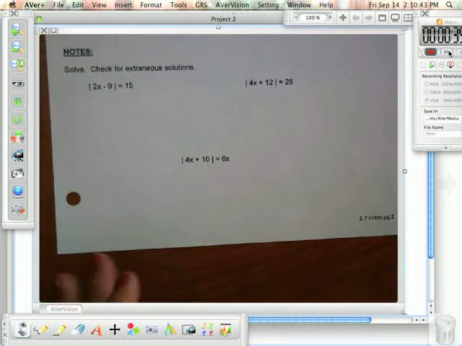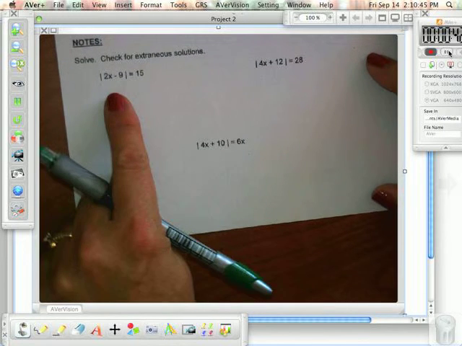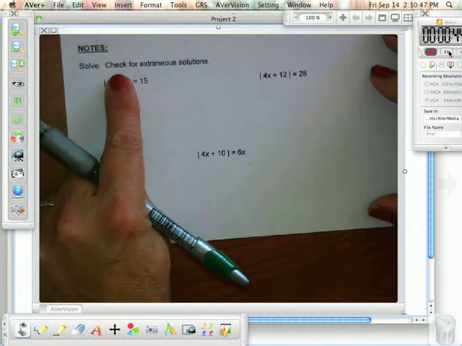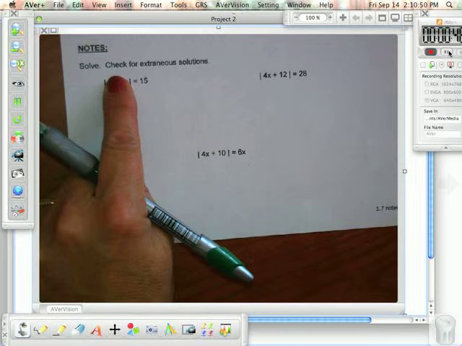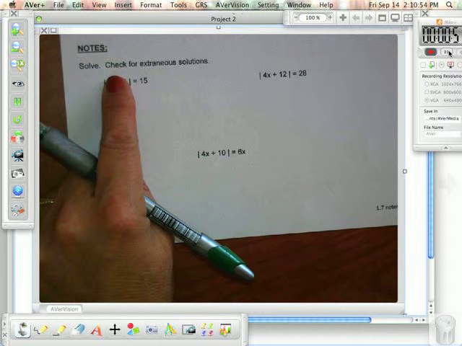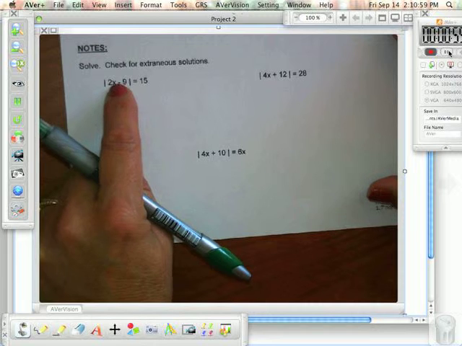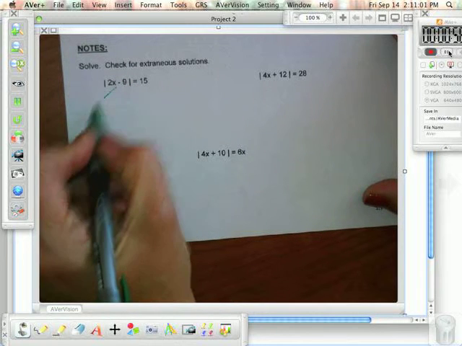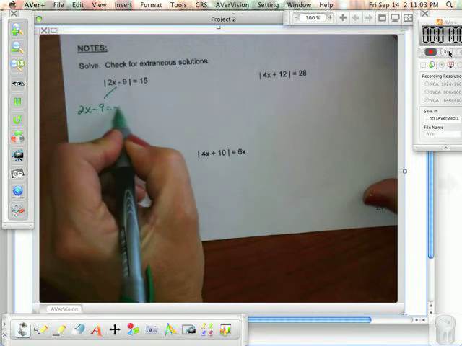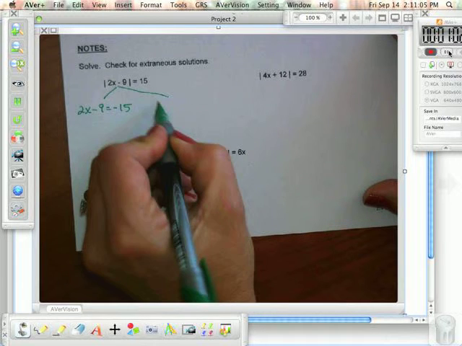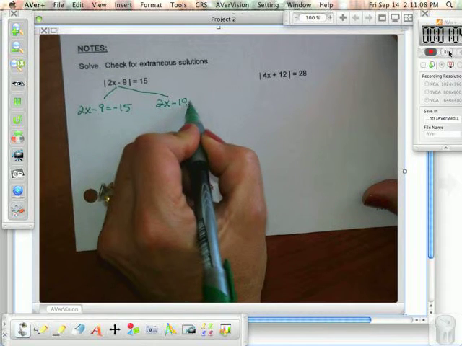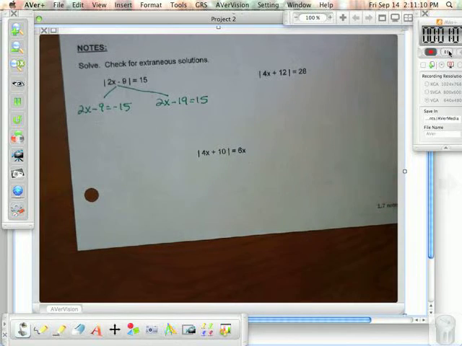Let's try some of these then. All right, we have to realize that whatever is inside the absolute value brackets has to either be negative 15 or positive 15, right? So we need to find out what value of x will give me negative 15, and also what value of x will give me positive 15 inside there. Because there's going to be two values of x. One of them is going to give me negative 15.